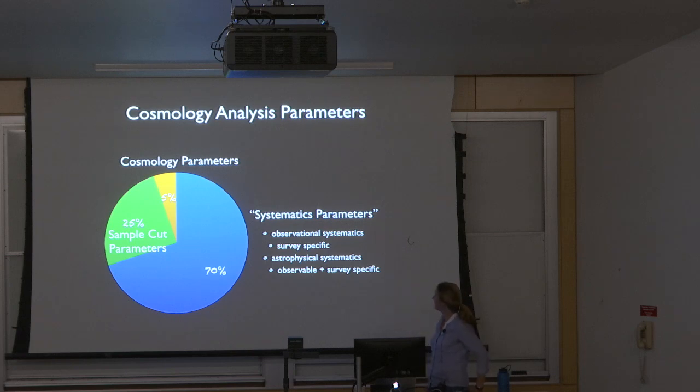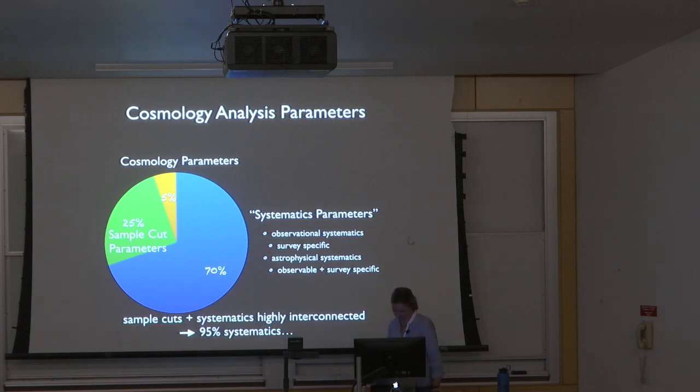And then there's the other 70% that I just call systematics parameters here, which come in two different flavors. There are observational systematics, which means that they are survey specific. And there are astrophysical systematics, which also means that they are observable and survey specific. And then we can use these different dependencies to slice and dice the parameter space, which is, I think, our only hope to make progress to get us towards these 5%. Of course, one could say that these two are highly correlated and interrelated, so it's probably 95% systematics. But that really means that that is what we have to work on right now.